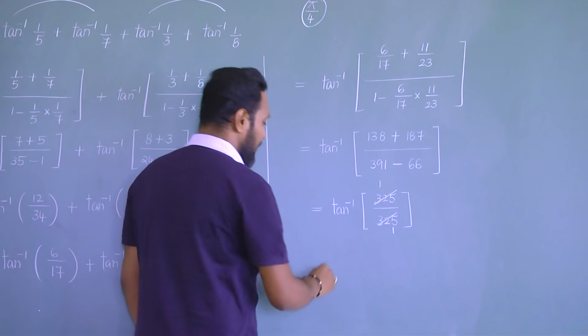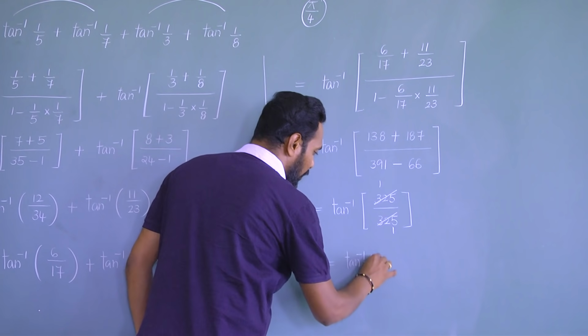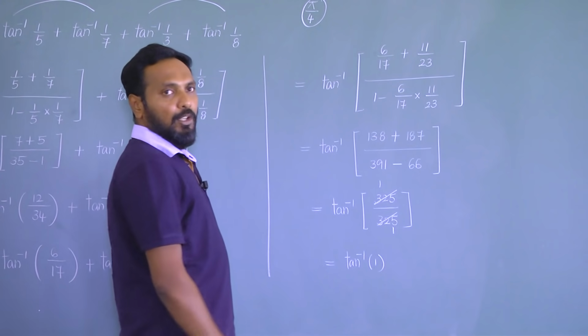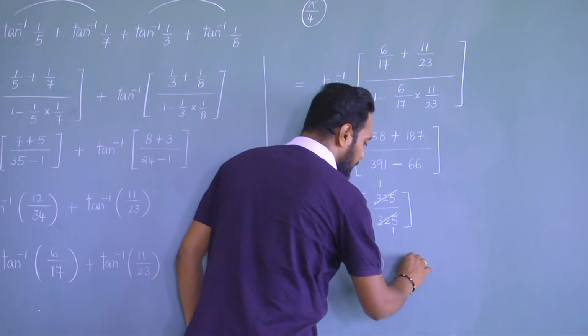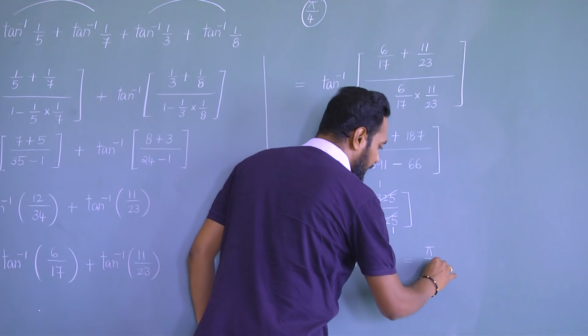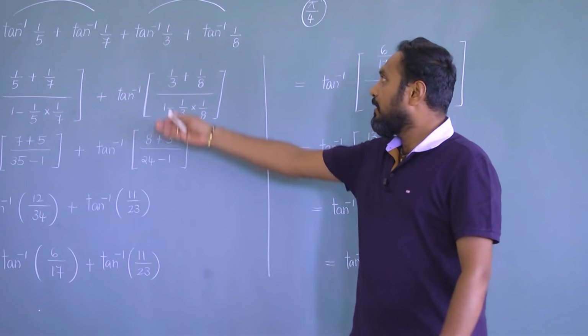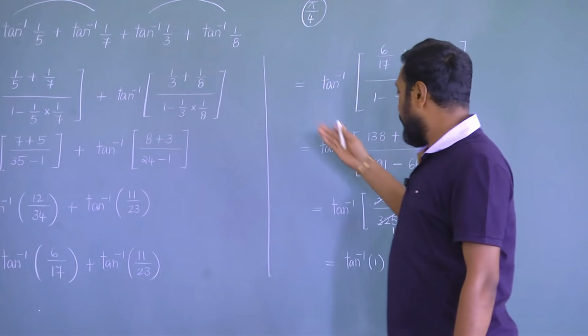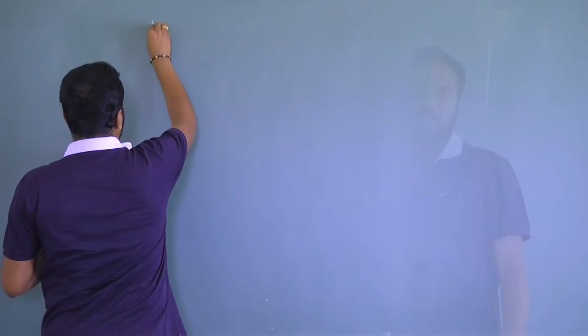325 if I cancel, then you will get tan inverse of 1. What is the simplified value of tan inverse 1? I can write directly it as pi by 4. So LHS equals RHS, you can write in the conclusion step.